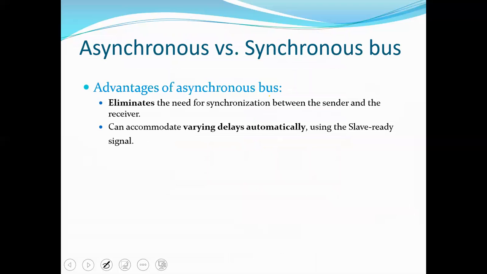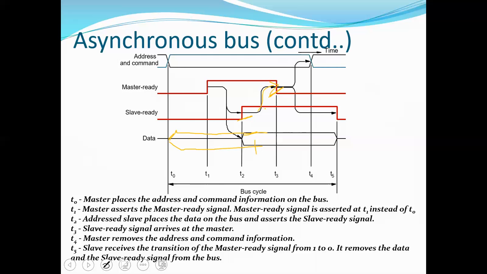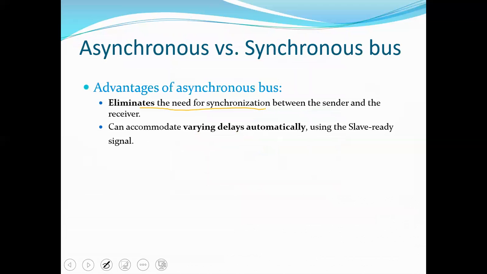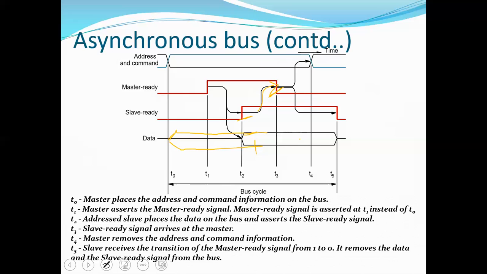The advantage of an asynchronous bus is that it eliminates the need for synchronization. Synchronization is not needed here because we are using the master ready and slave ready signals, and it can accommodate varying delays automatically. If there is a delay in a device recognizing itself, for example a device at the farther end from the processor, with a delay in receiving the address and recognizing the slave device, it can go to the next clock cycle, and the slave ready will be up at time t3.